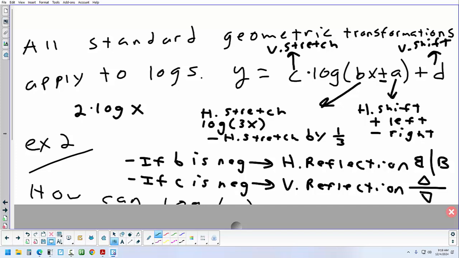So I would definitely have some type of chart like that for logarithms and exponentials, because we did the same chart on Monday too. But that's definitely going to be on the test. Which way does something move? Okay.